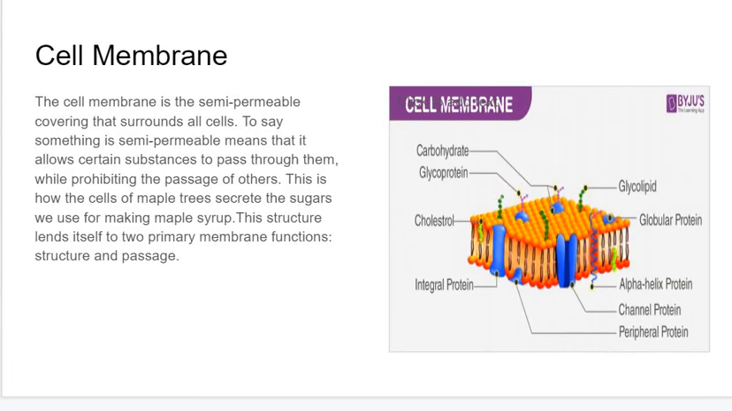Now I'll tell you about cell membranes. So the cell membrane is like a membrane that allows certain substances to pass through it, while not allowing the passage of others. Sorry about that. Okay. So this is how the cells of maple trees secrete these sugars we use for making maple syrup. And on the right you can see what the cell membrane looks like. It actually doesn't look like this, but it's a basic idea of it.